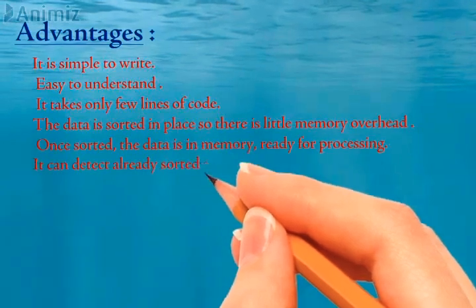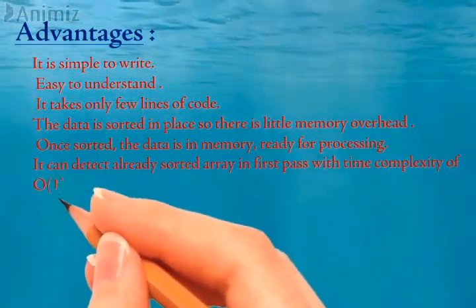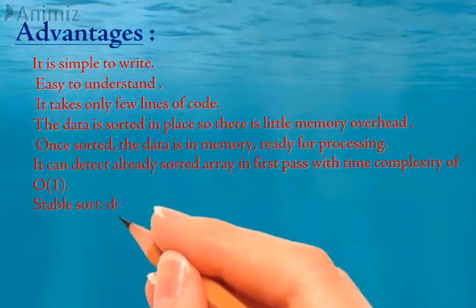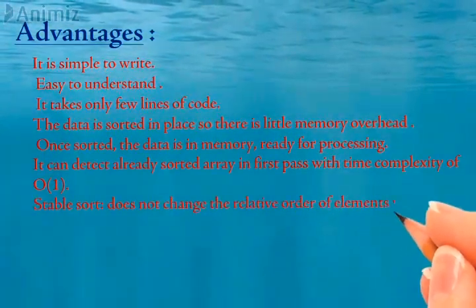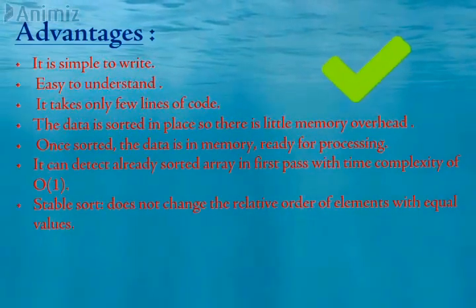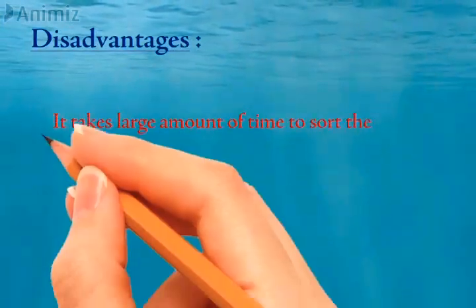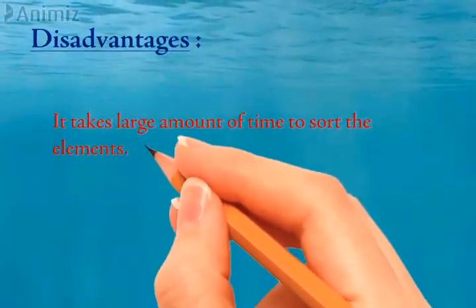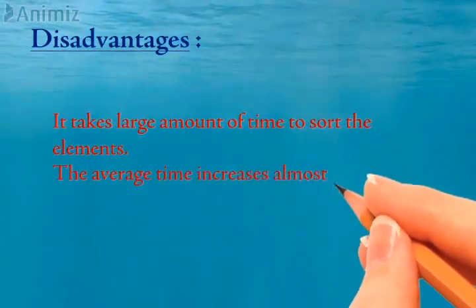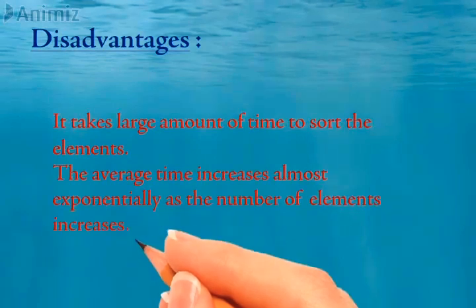It can detect an already sorted array in the first pass with time complexity of O of 1. It is a stable sort as it doesn't change the relative order of elements with equal values. Disadvantages. It takes a large amount of time to sort the elements. The average time increases almost exponentially as the number of elements increases.